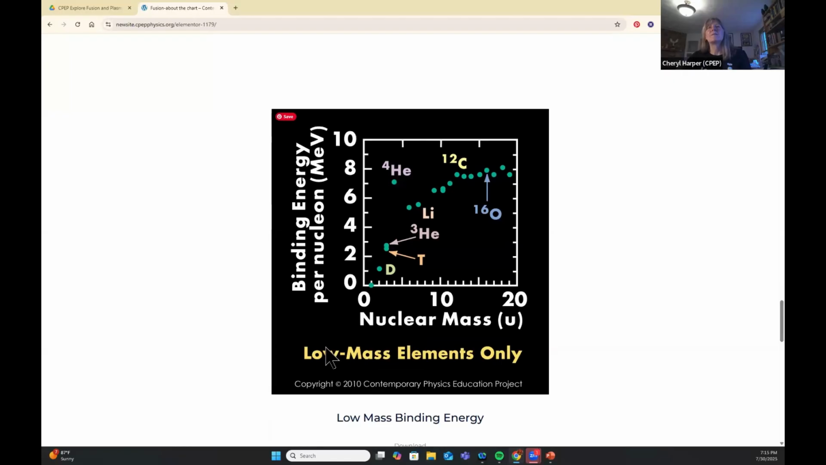And a small chart of the binding energy versus nuclear mass. So where we're more likely to get fusion to occur is those small nuclear mass particles.